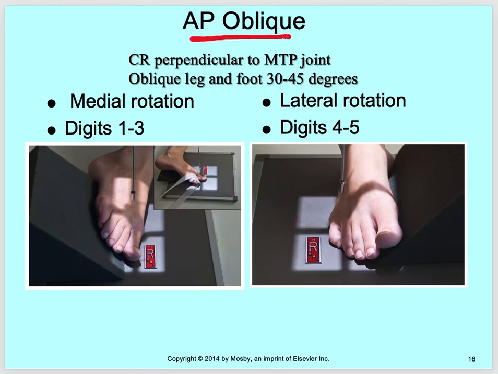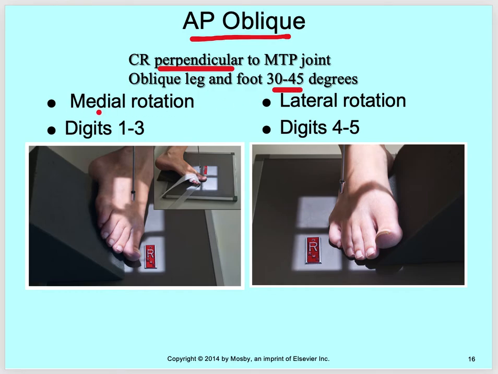So AP oblique for the toes. Central ray is perpendicular, so you're rotating the toe to that oblique 45. So you don't need that 10 to 15 degree angle anymore. It's a perpendicular 0 degree to the MTP joint. You're obliquing the foot 30 to 45 degrees.